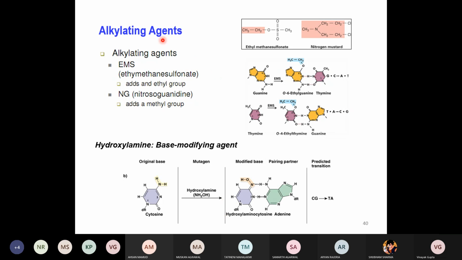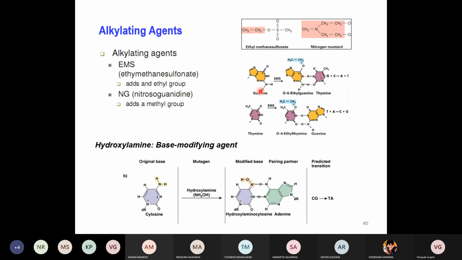And in this slide, we are seeing the different alkylating agents, which can add the alkyl group to adenine, guanine, cytosine, or thymine, or some of the chemical agents can add hydroxylamine.